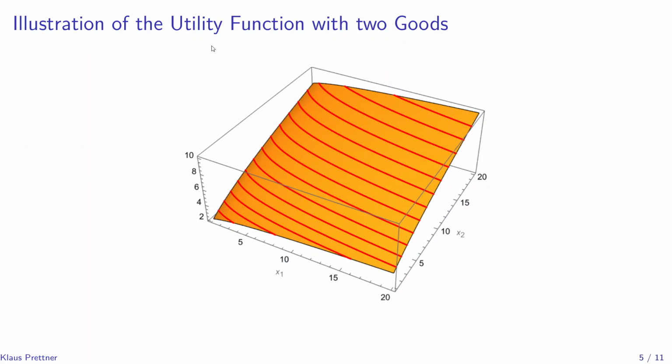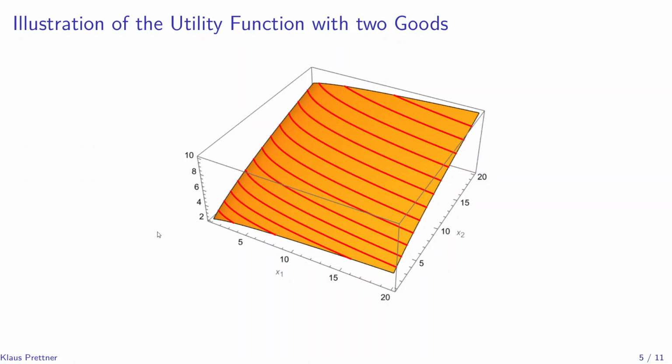Now let's illustrate utility functions with two goods. In this case, it would not be a standard function with one input and one output. Instead, we would have a three-dimensional graph here. So the utility function would be represented by a plane. Here we have x1, so the consumption of x1 on the x-axis. On the y-axis, we have consumption of good 2. And on the z-axis, we have the utility level, basically.